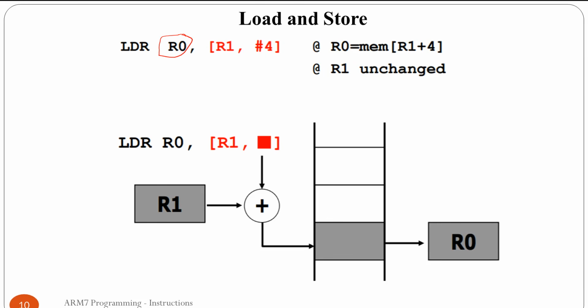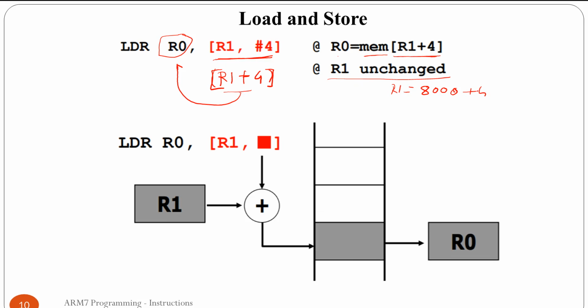Now from which address? Here we are having one offset value, so the address will be generated by adding these two numbers, that is R1 plus 4, and this will be considered as an address, and data corresponding to this address will be loaded into the R0 register. Okay, so here I have mentioned R0 is equal to memory at R1 plus 4, and R1 is unchanged. After this operation the value of R1 is not going to change. For example, if R1 is equal to 8000, I am just taking an example, then the data from 8000 plus 4, that is 8004, will be copied into the R0 register, but R1 is not going to change.